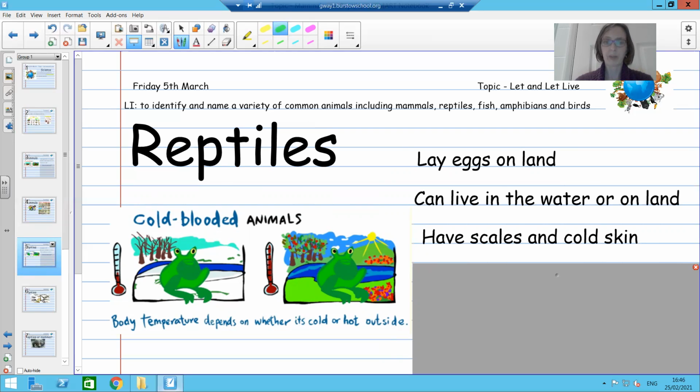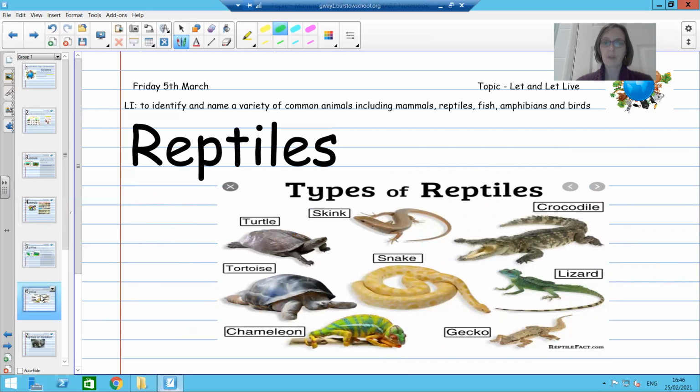Okay, let's go. Here's some pictures of some different reptiles. Turtles, skink, looks a little bit like a lizard there, doesn't it? Crocodiles, lizards, snakes, geckos, chameleons, and the tortoise there. Okay, so well done if you thought of any of those.